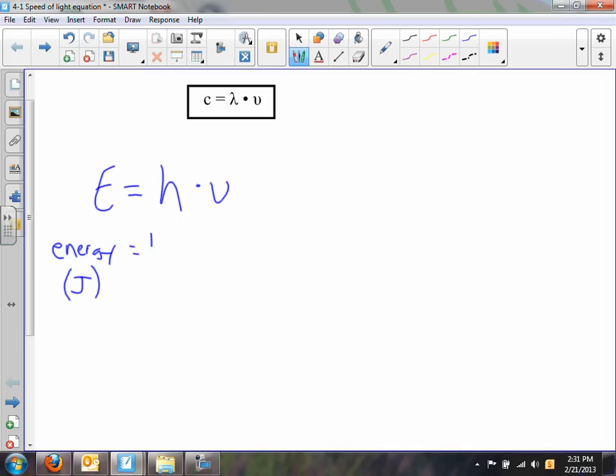h is simply Planck's constant. That number never changes, and that is actually 6.6262 times 10 to the negative 34, and the units are joule seconds.